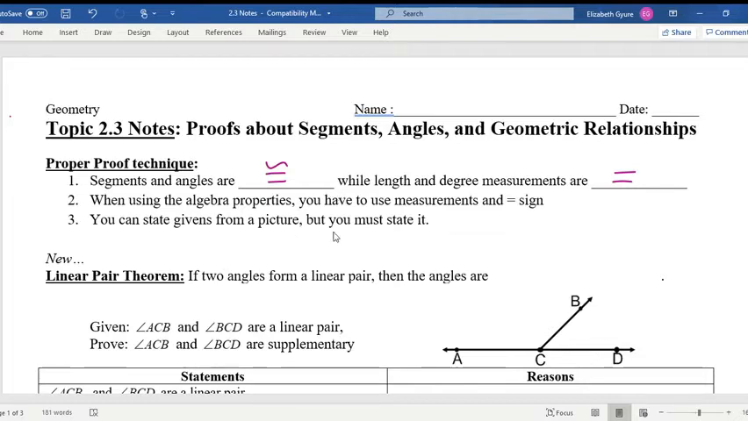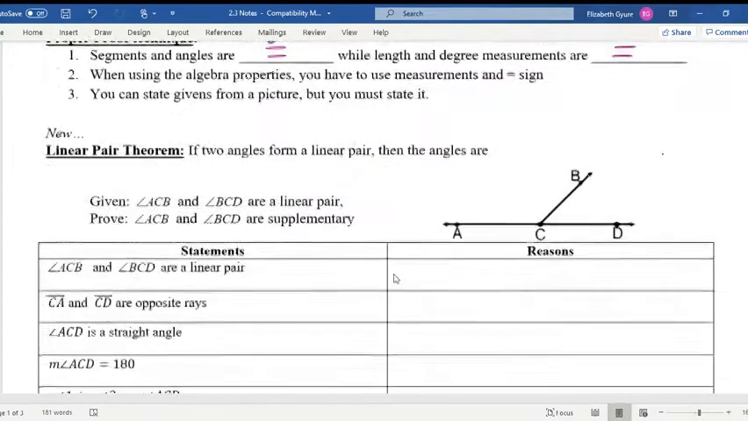And you can state givens from a picture, but you have to state it. So if you notice something in your picture, you can use it, but you have to say in your proof that you're going to use it. And we'll see an example of that in a second.